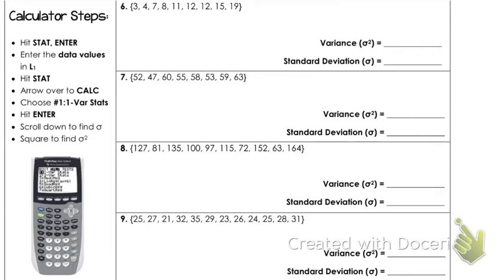Does anyone not have stat at the bottom of their screen? Yep. And you see now 1 bar.